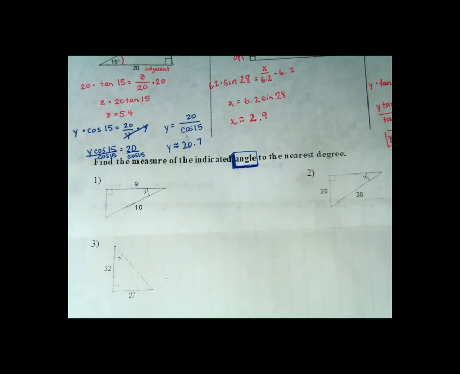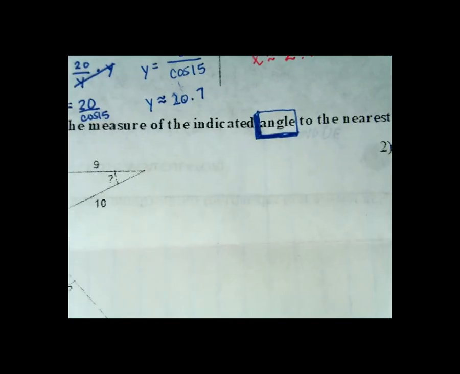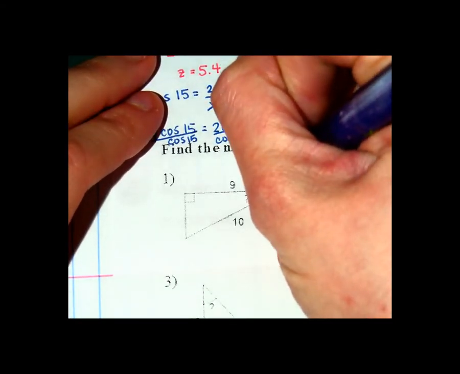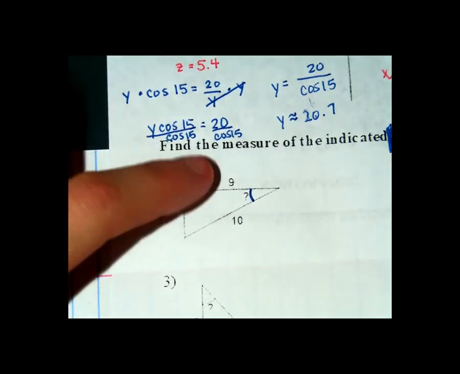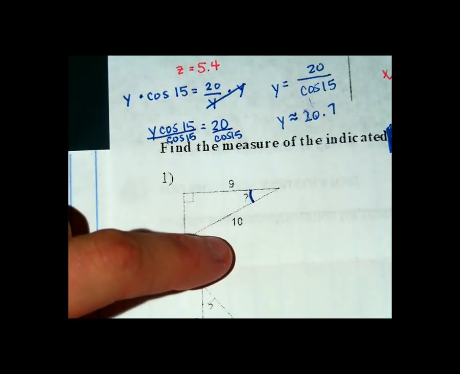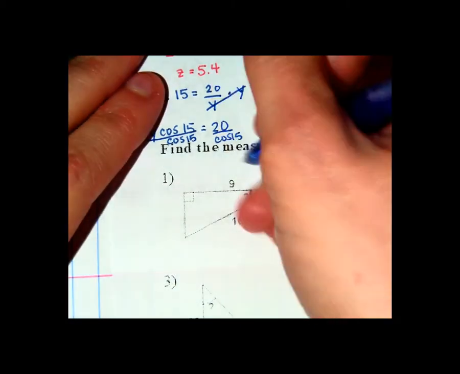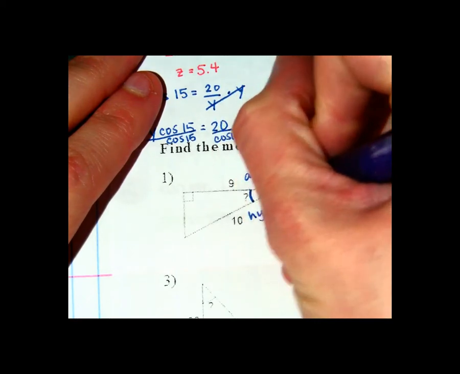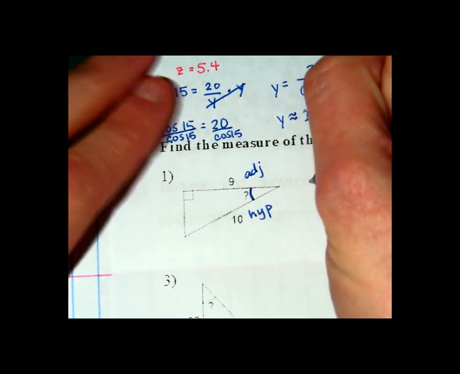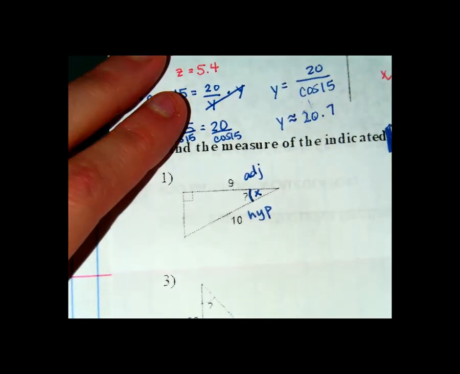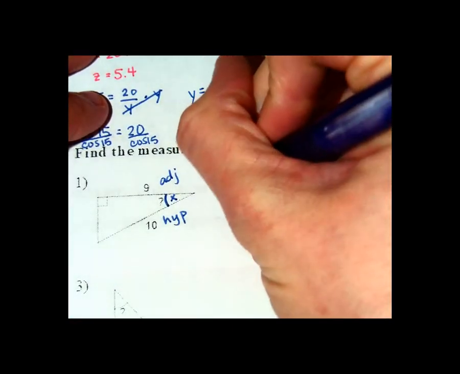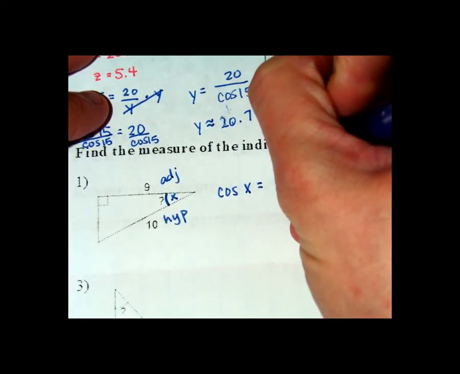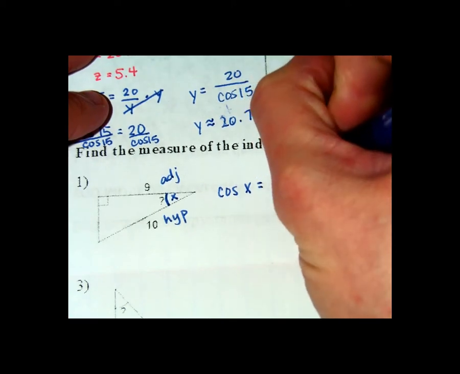Okay. To find angle measures, we are going to look at what they're asking us to find. We are looking for this angle. Now, we need to look at what we have. What is 9 compared to this angle? What is 10 compared to this angle? Which ratio is adjacent and hypotenuse? Cosine. I'm just going to label this x so I have some variable. So the cosine of x equals the adjacent 9 over the hypotenuse 10.